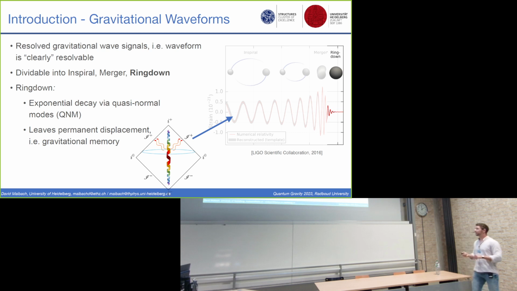And then there's the ringdown, which is basically a perturbation of the black hole geometry, which decays via quasi-normal modes. Quasi-normal modes are solutions to the perturbation equation with purely ingoing waves on the horizon and purely outgoing waves at infinity. And what is left at the end of this waveform in our detector is not nothing. It will be a permanent displacement of the test masses. This is a purely GR effect, called the gravitational wave memory, which has been mentioned at this conference already a few times.